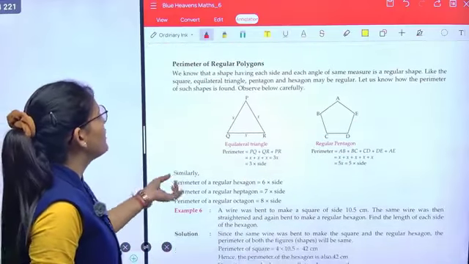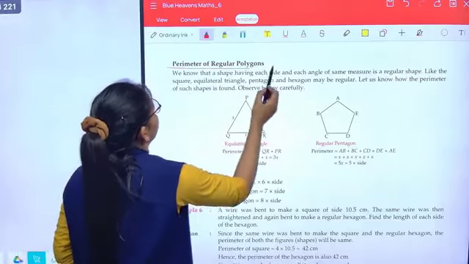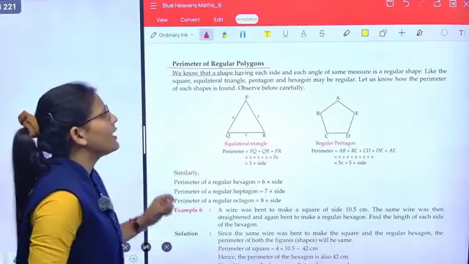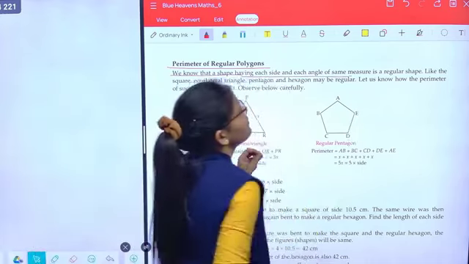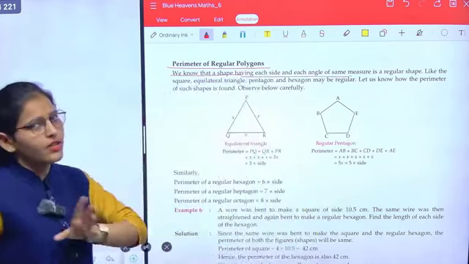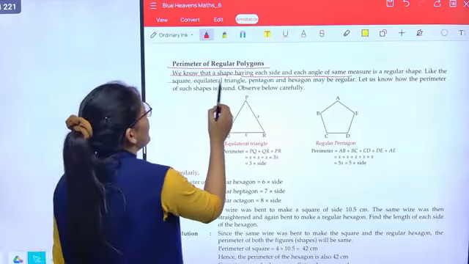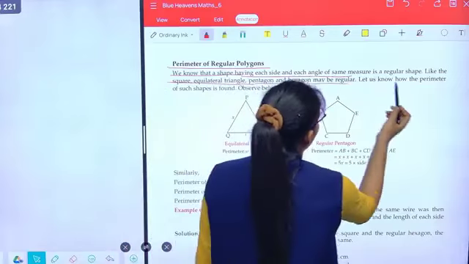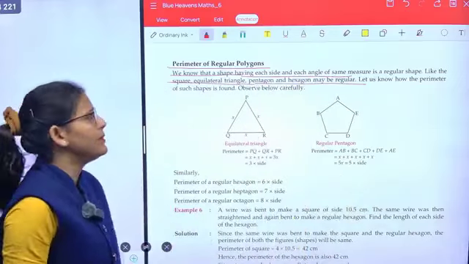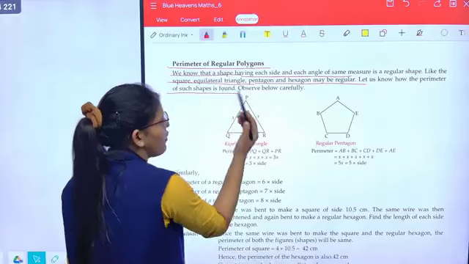Now class, perimeter of a regular polygon. We know that a shape having each side and each angle of same measurement is a regular shape. Like the square, equilateral triangle, pentagon and hexagon may be regular. Let us know how the perimeter of such shapes is found.